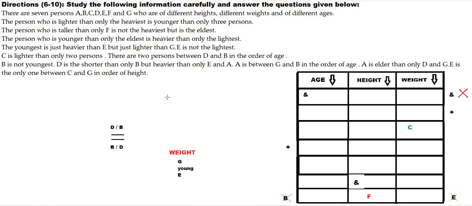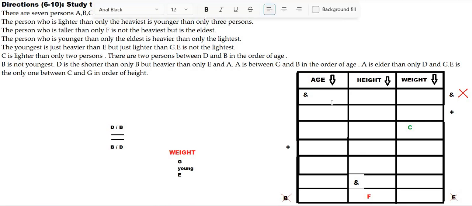D is shorter than only B. Remember this word. D is shorter than only B means D is taller than all the remaining people, the remaining five people. This is a very important point and also a very direct point. D is shorter than only B means B is the tallest fellow and D is the second tallest fellow. Directly you can write. This is B. This is D.